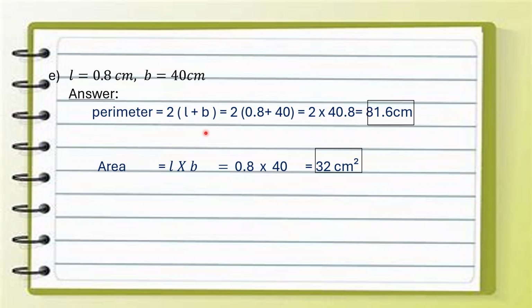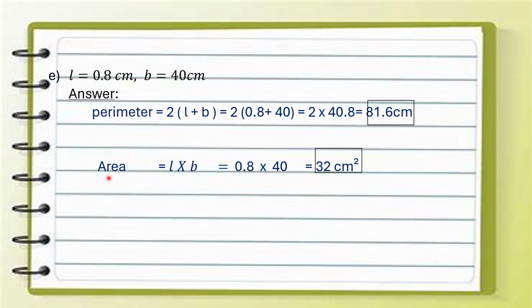That is 2 of L plus B. What we have to do? We have to substitute the values of L and B. So 2 of 0.8 plus 40. Now 0.8 plus 40 is 40.8. Now 2 into 40.8 is 81.6 centimeter.